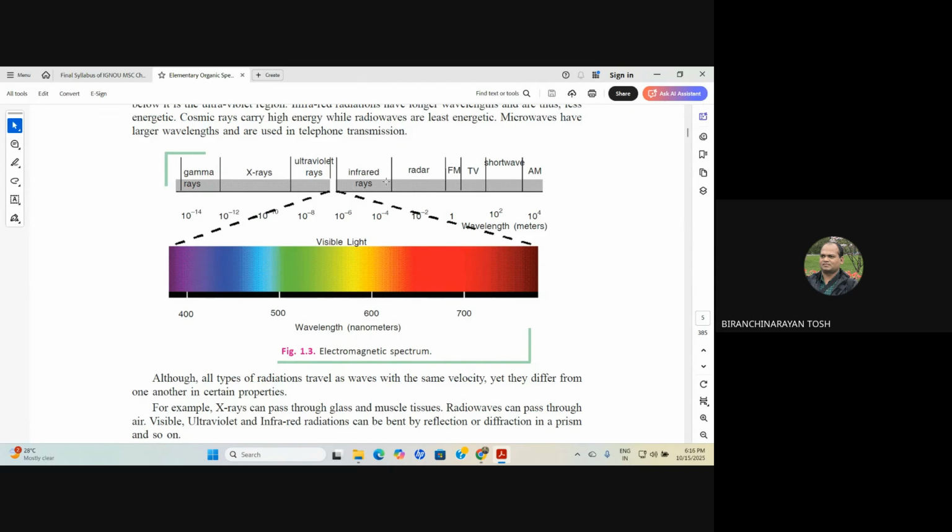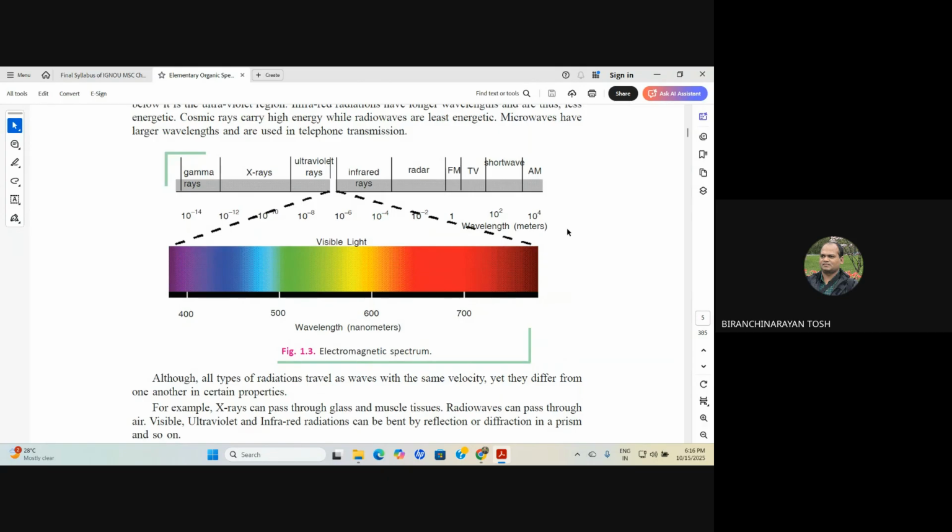Then infrared, which is above 800 nanometer or 8000 angstrom. If you consider the wavelength, it is between 10 to the power minus 6 to 10 to the power minus 4 meter. So it is infrared. Then microwave, then radio wave, the radar wave, frequency modulated, TV wave, short wave, AM, like that. After infrared, you have microwave, then radio wave. So this is the complete spectrum.